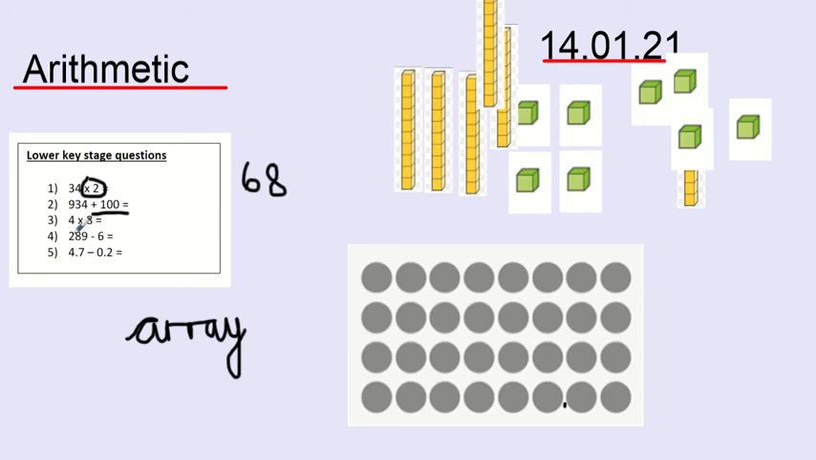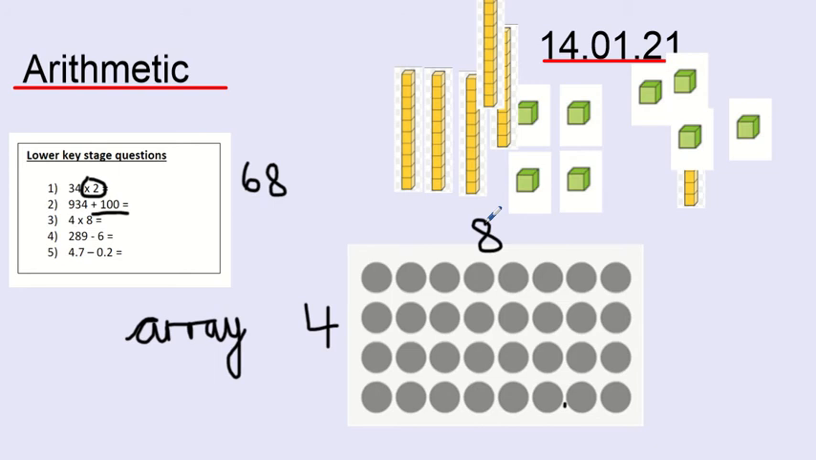Now, what we've got here is 4 lots of 8. So I've used sort of counters here, but you could use buttons or marbles or anything that you've got at home really that you can line up. So I've got 1, 2, 3, 4, 5, 6, 7, 8, and this is 1 lot of 8. I've got a second lot of 8 here, a third lot of 8, and a fourth lot of 8. So I've got 4 lots of 8.